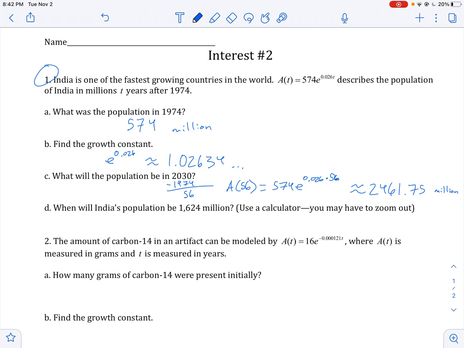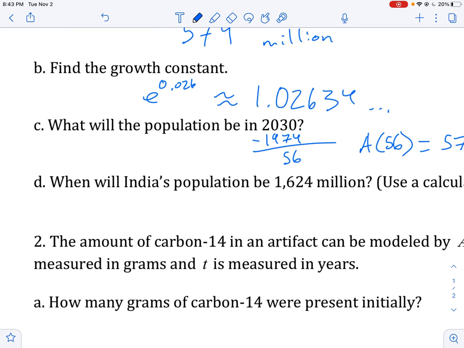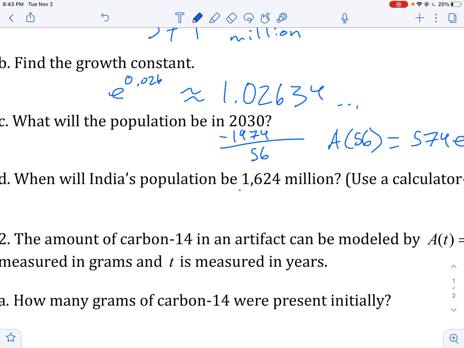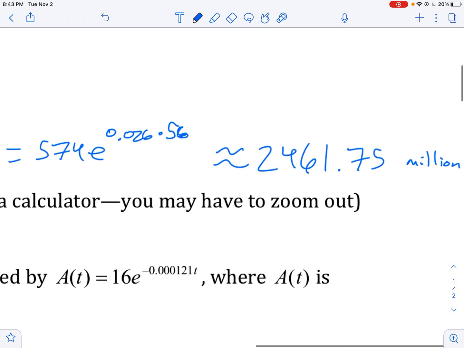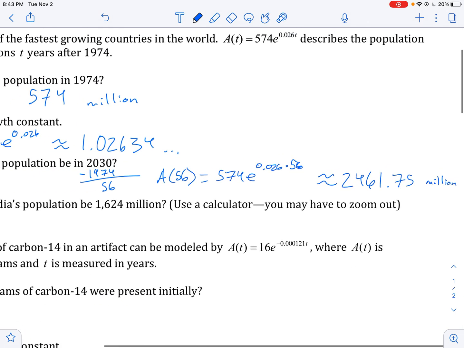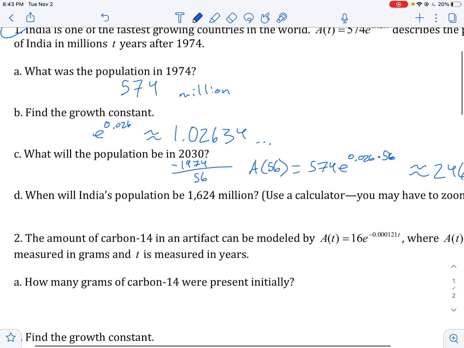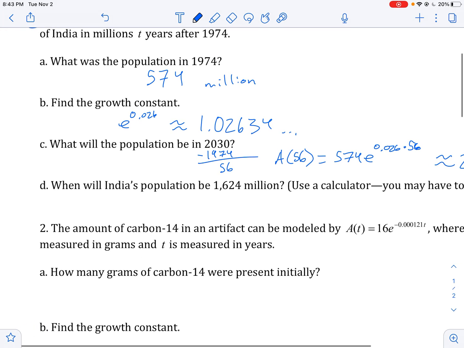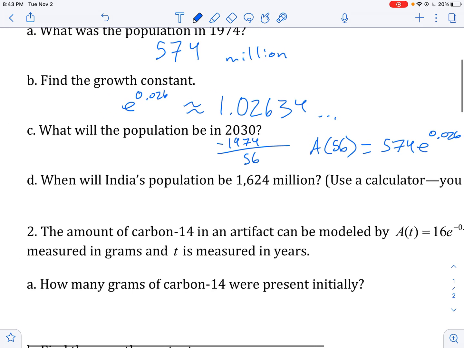All right, now we're going to go to D, which is kind of the new thing. In our last video, we didn't really go over how to use a graph to help you answer questions, but we're going to do that now. We're trying to figure out when it will be 1,624 million, which, by the way, is less than the 2,461 we just computed. So it's going to be before 2030, but we want to find out when.